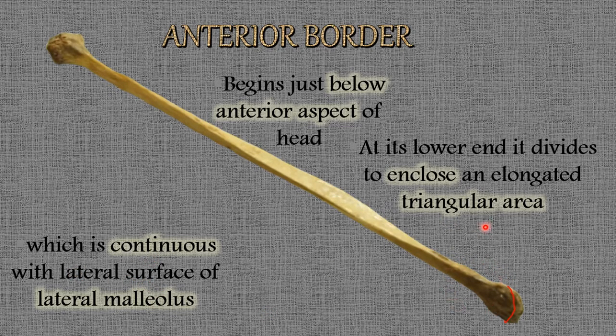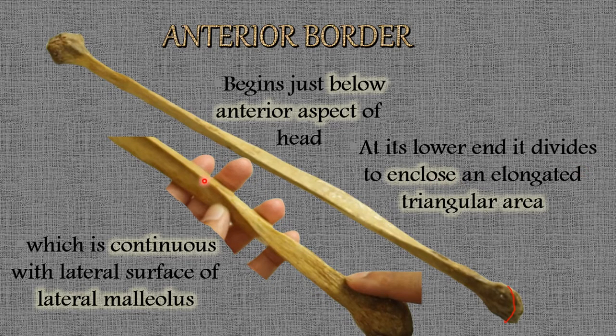As you know, this is the lateral malleolus. It has four surfaces: anterior, posterior, this one will be more medial, and this is lateral. So this division of the anterior border will enclose this lateral surface. I hope we are clear.